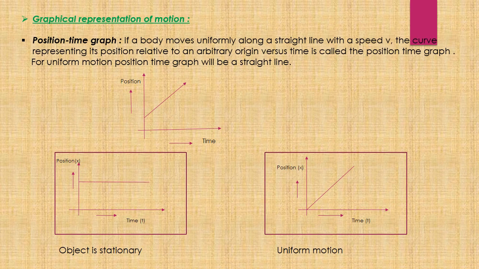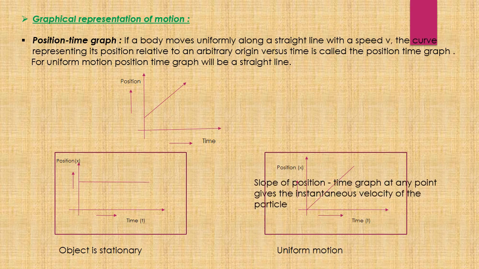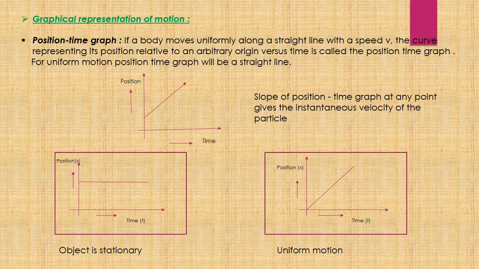Graphical representation of motion. Position time graph. If a body moves uniformly along a straight line with a speed v, the curve representing its position relative to an arbitrary origin versus time is called position time graph. For uniform motion, position time graph will be a straight line, as shown in the figure. Slope of a position time graph at any point gives the instantaneous velocity of a particle.